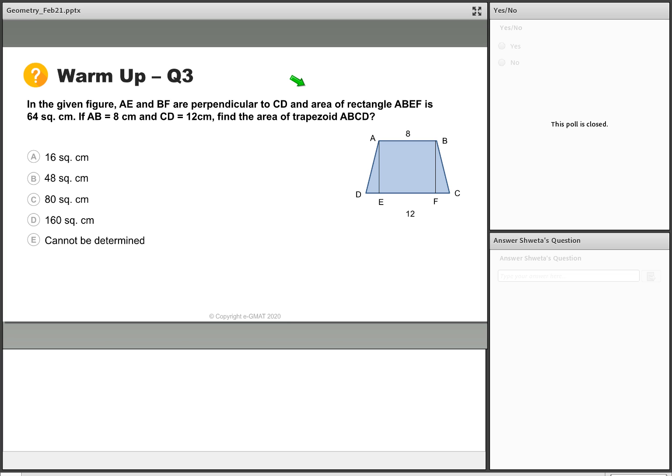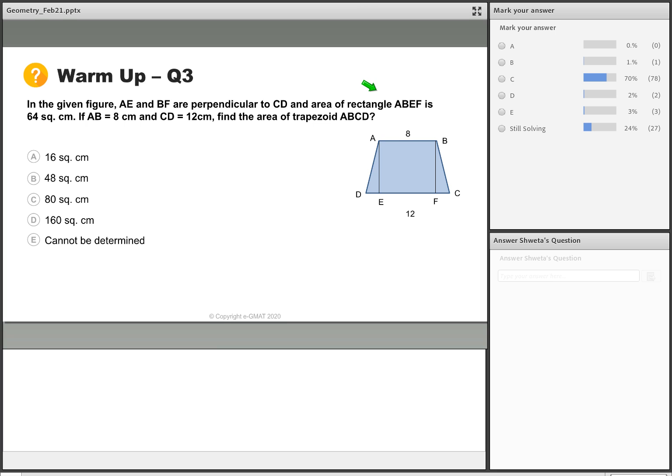Well, with that set, everything ready here, let's move to discussing the solution for this one. So what is our question here again? We have a figure given to us. AE and BF are perpendicular to CD. Perpendicular means this angle here is going to be 90 degrees. Area of rectangle ABEF is 64. We just learned how to find the area of a rectangle in the previous questions. Now we have that in application.